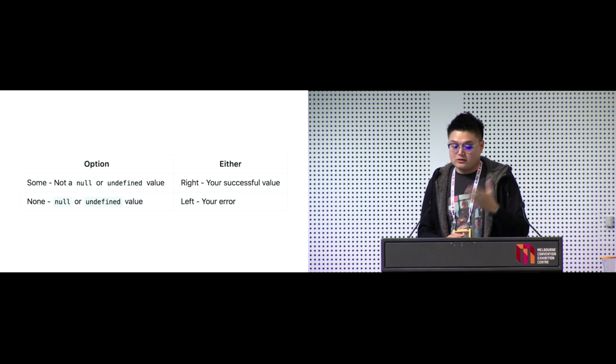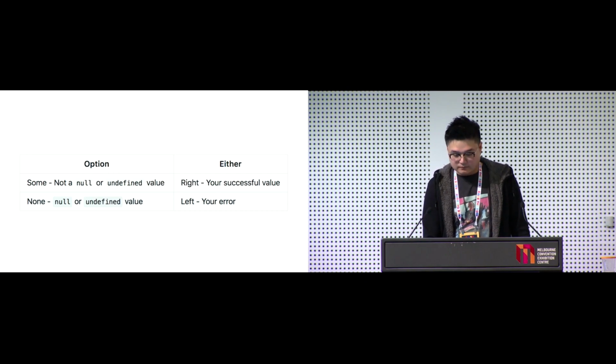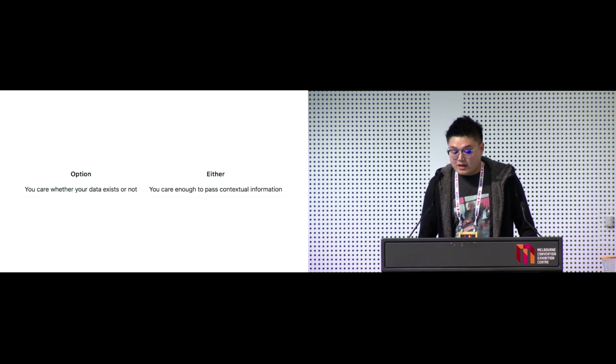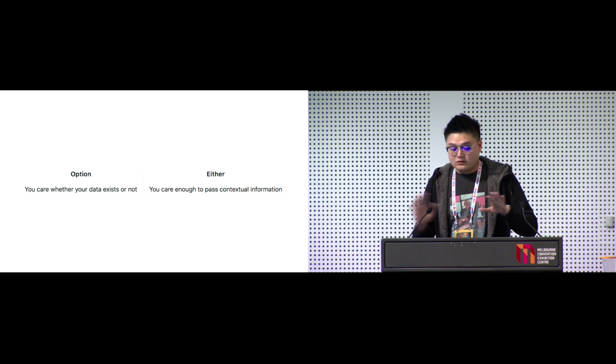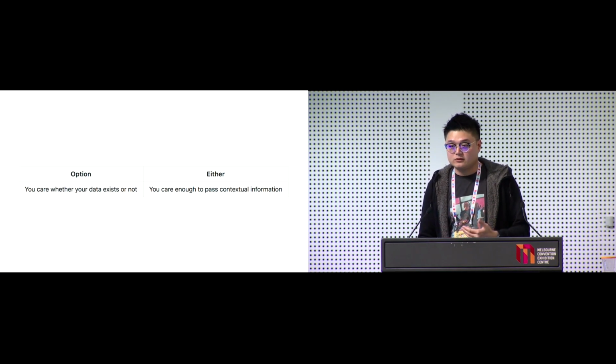And either means that you're right. If it's a successful value, you normally wrap it in a right. And if it's an error, you wrap it in a left. For me, I decide when to use them like this: if all I care about is whether the data exists or not, I use an option. If I care enough to pass through contextual information, I use an either.